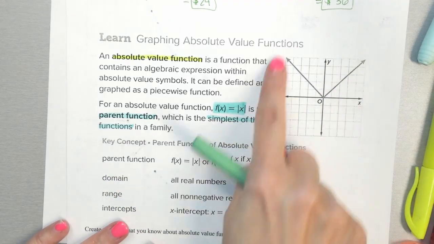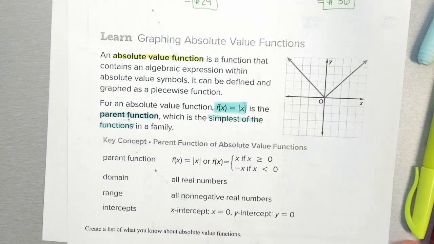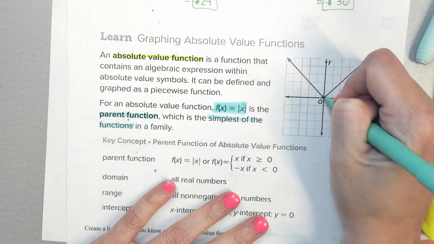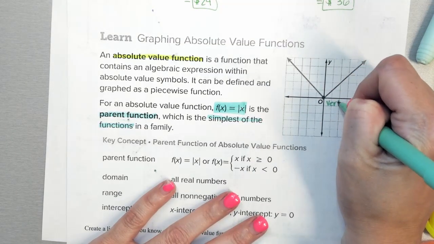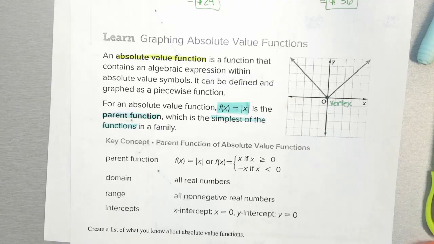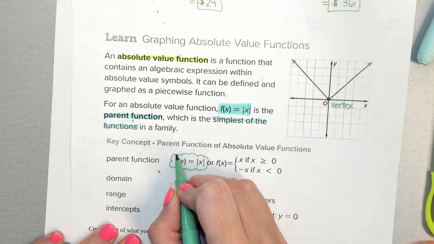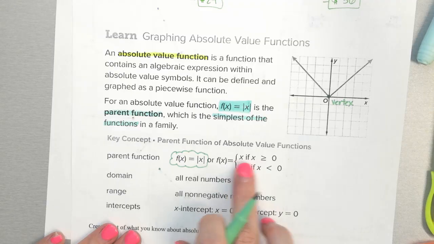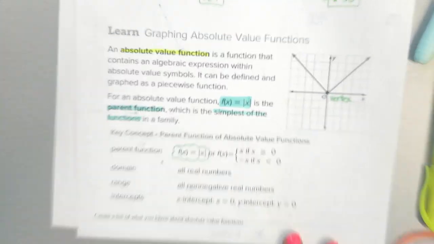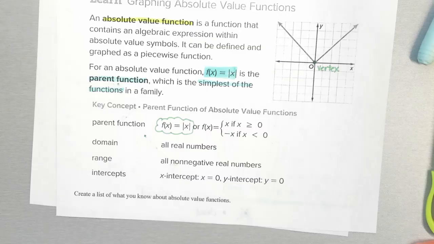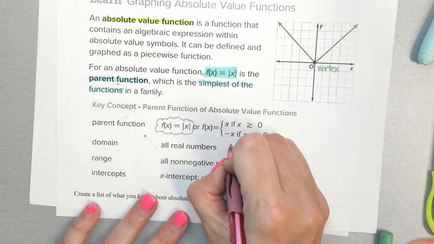So you may or may not remember that the absolute value is a V shape, and this point that it comes to is called the vertex. Similar to a parabola where the vertex is either the highest point or the lowest point. So this parent function could be written as a piecewise. It's x if x is greater than or equal to 0. It's a negative x if x is less than 0. And the domain is going to be all real numbers.